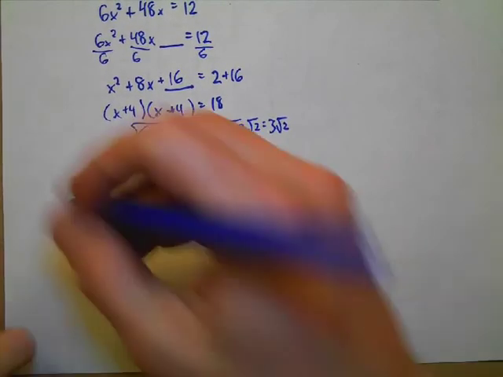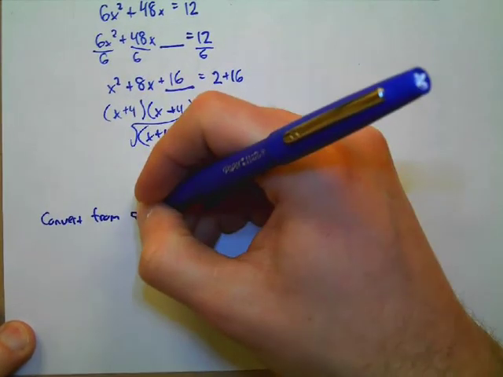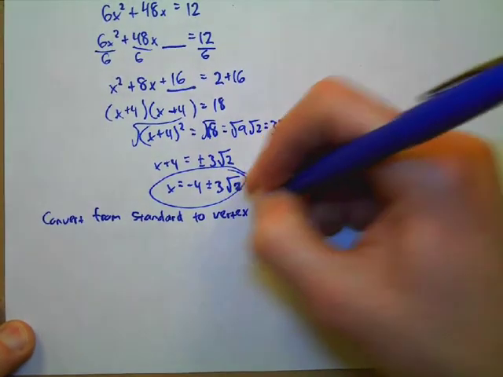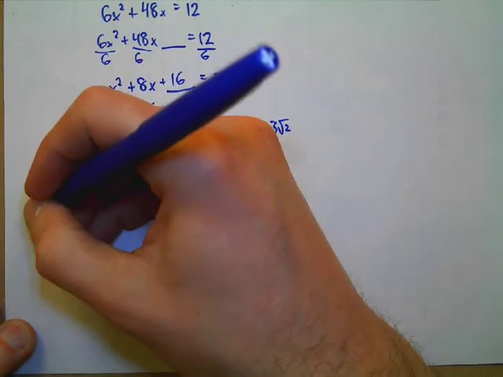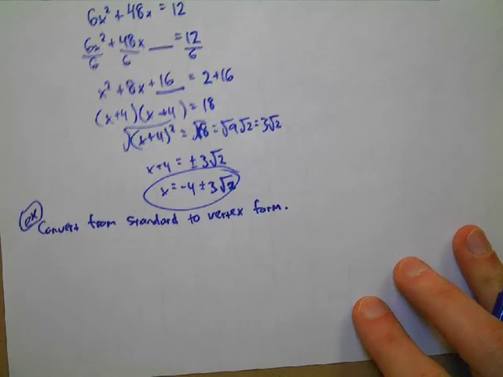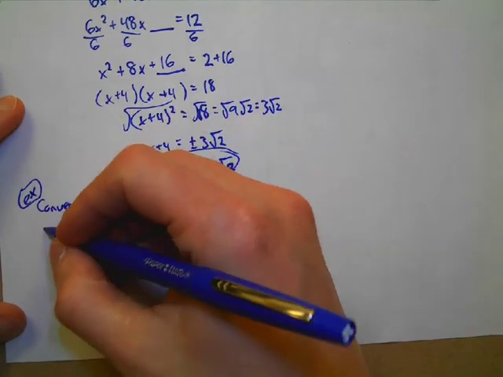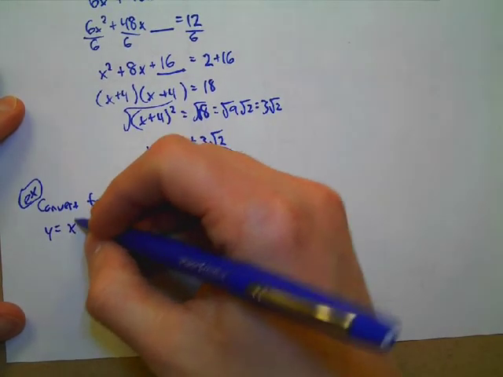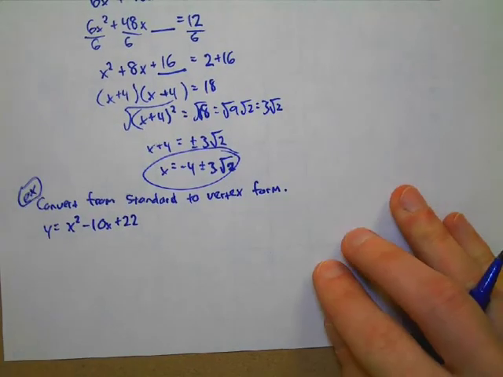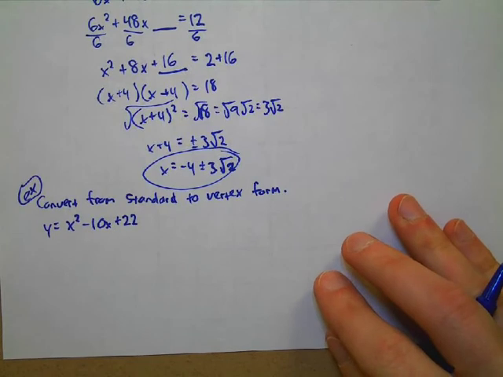So we're going to be able to convert now from standard to vertex form. And we're going to do that by completing the square. We weren't able to do it up to this point until we completed the square. So let me show you an example. I'm going to show you doing 2 problems, just because I think the first one you guys will get pretty easy.